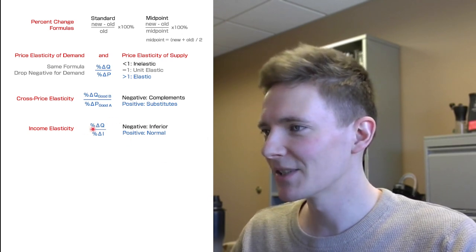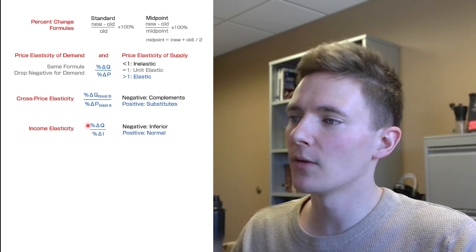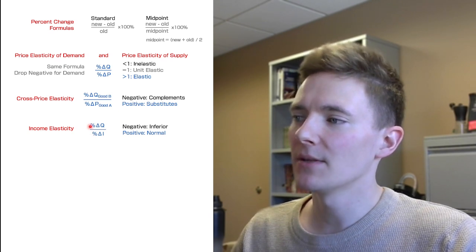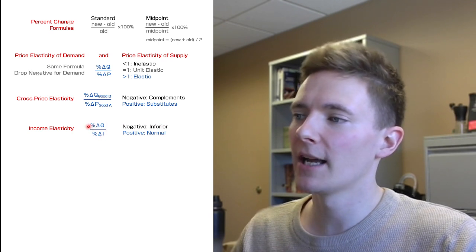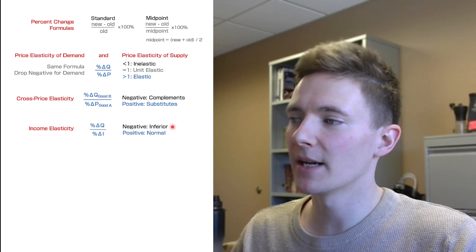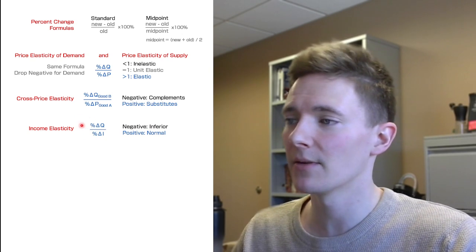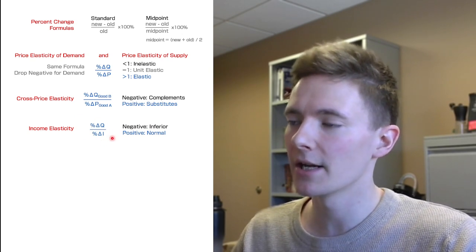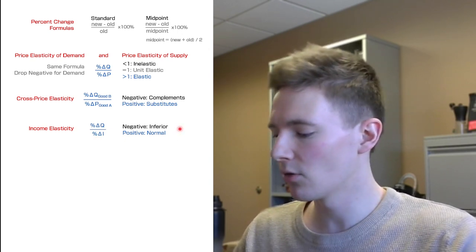Okay, if your income went up, that would be a positive sign, and your quantity went down, that'd be a negative sign. That would tell you that you have inferior goods. You're buying less of something with more money. Or if you buy more of something with less money, that would also have one negative symbol either in your denominator. So that would tell you that this is an inferior good. But if they're both positive or they're both negative, then you would have an example of a normal good.